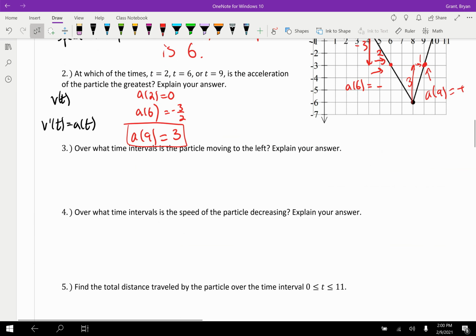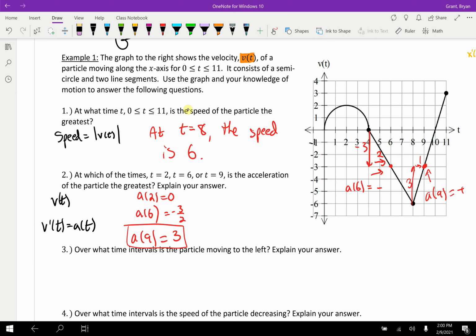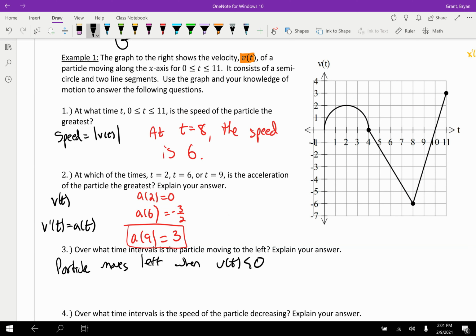Over what time intervals is the particle moving to the left? Explain your answer. Well, we do need to remember that the function that controls the movement of the particle is the velocity function. So we would say something like the particle moves left when velocity is less than 0.